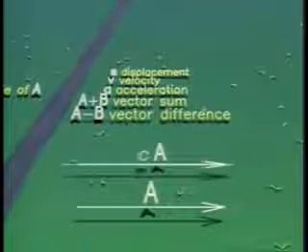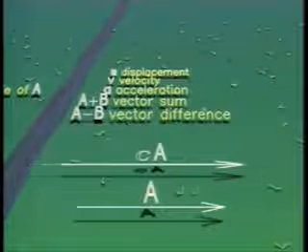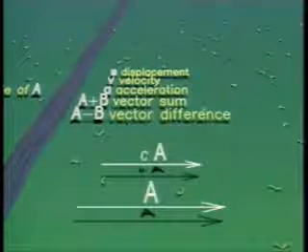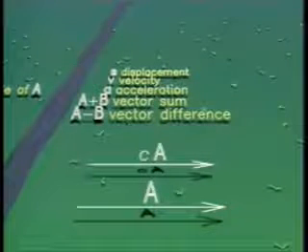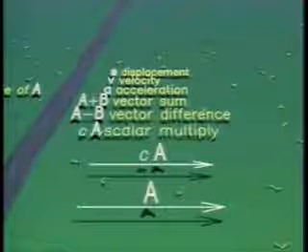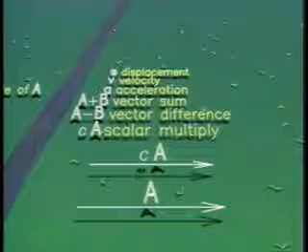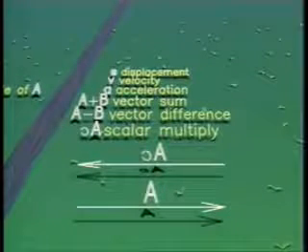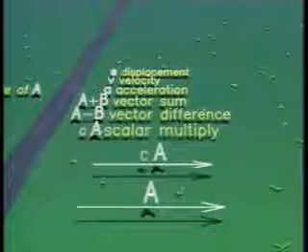A vector can be multiplied by a scalar. This new vector has the same direction if the scalar is positive, but its magnitude can be different. Multiplying a vector by a negative scalar reverses its direction.